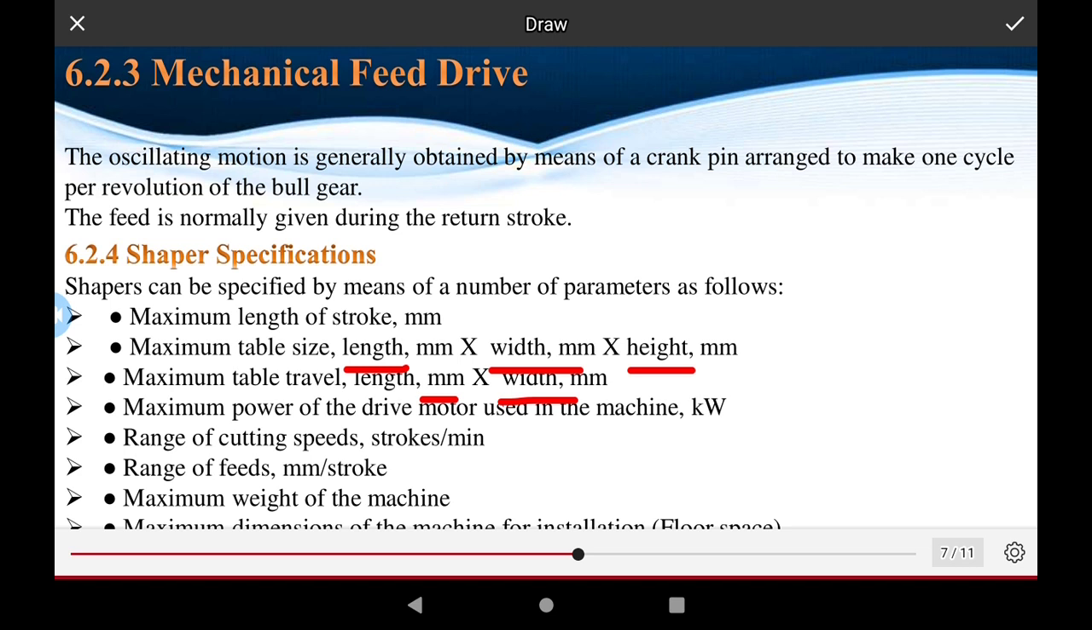And the range of the cutting speed. The unit of the cutting speed is strokes per minute, the velocity of the cutting speed. The cutting speed in the standard used has the unit strokes per minute. And the range of feed rate: the feed rate unit in this machine is the feed in mm per stroke, mm per stroke.